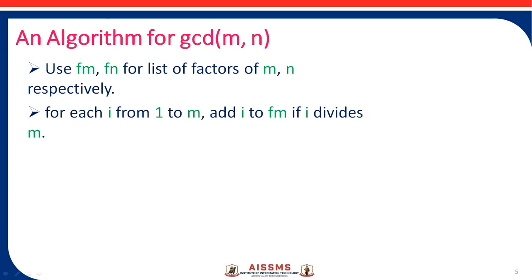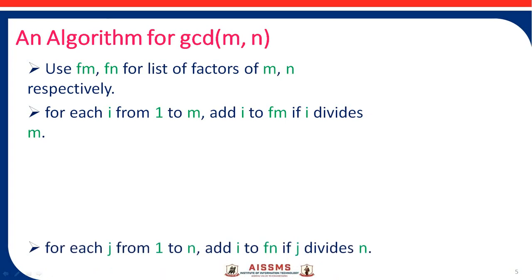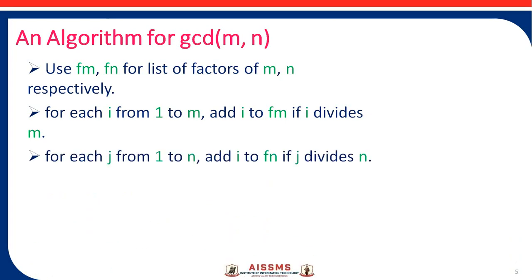Once you have calculated the factors of M, you can go on to find the factors of N. By using the same step, you can find the factors of the other number, called FN. So after following these two steps, we will have the factors of the first number and the factors of the second number.